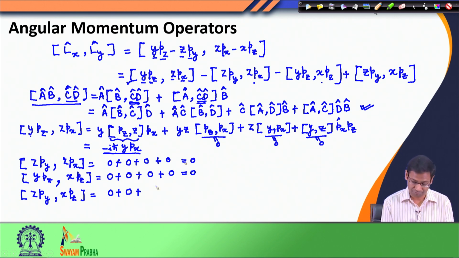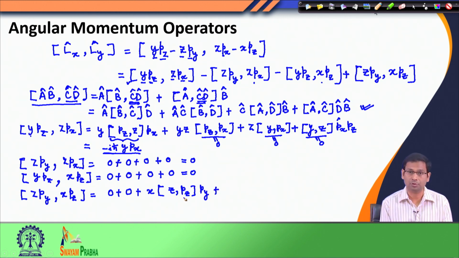So, we have to write carefully. We have C operator which is X here, the commutator between A and D, Z and Pz, and then we have B which is Py. Since Z and Pz do not commute, this term will survive.